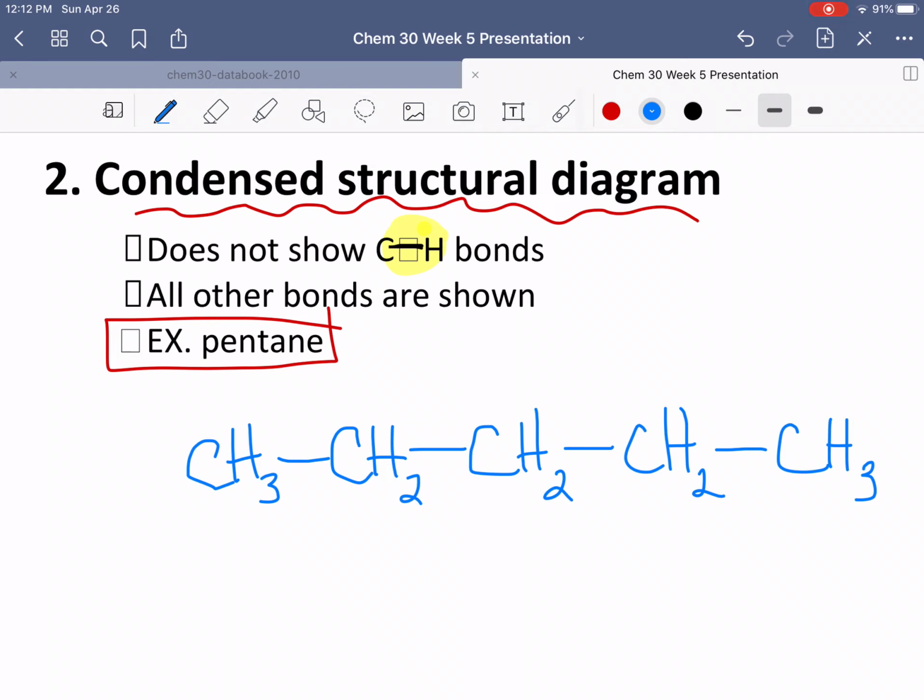Notice it is still C5H12. If you count this out, you can see it. I've got 3 plus 2 is 5, 7, 9, 3 more is 12. C5H12 has not changed, but this is a condensed structural diagram. Like I said, you will be expected to draw these quite a bit. We do a lot of them.